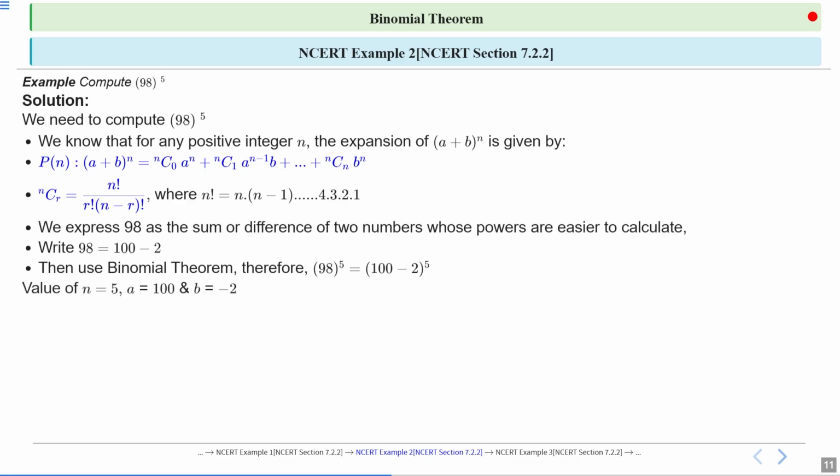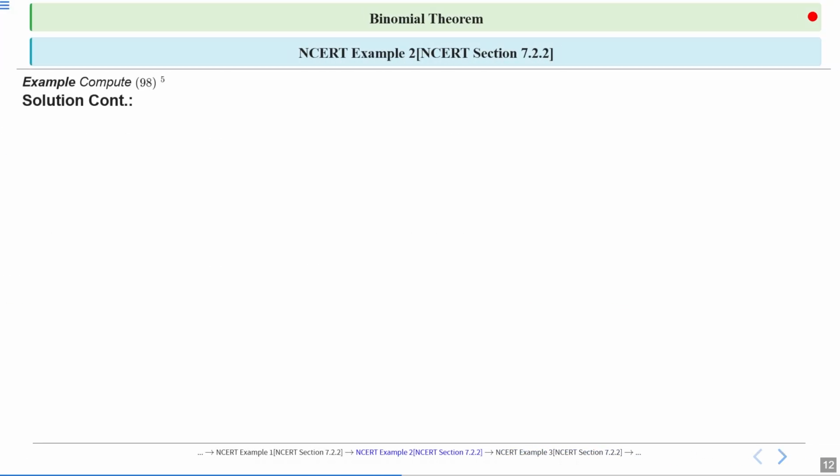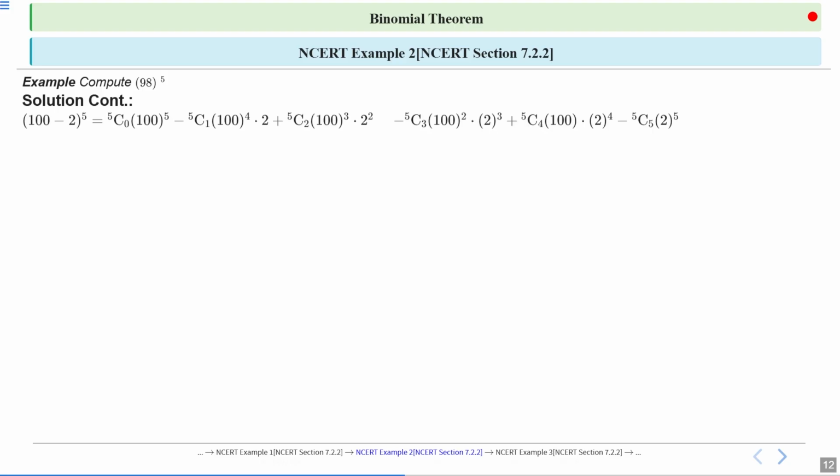Now see here, the value of n is 5, a is equal to 100 and b is equal to minus 2. Now we will substitute these values into the binomial theorem. So we will now compute 98 raised to the power 5 using the binomial theorem. Let's start by expanding (100 minus 2) whole to the power 5.